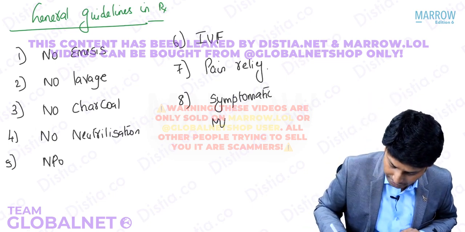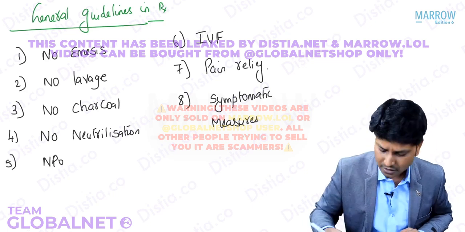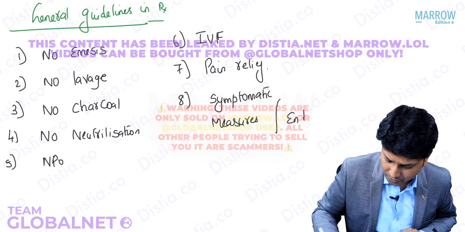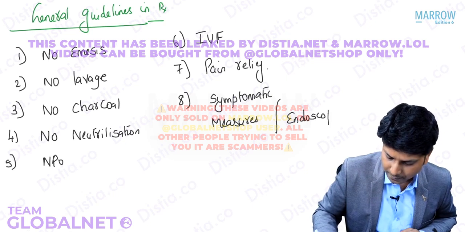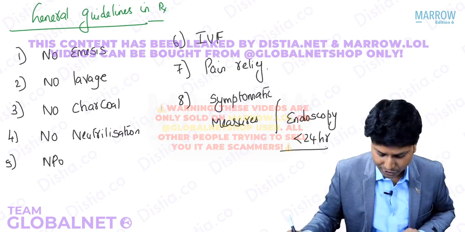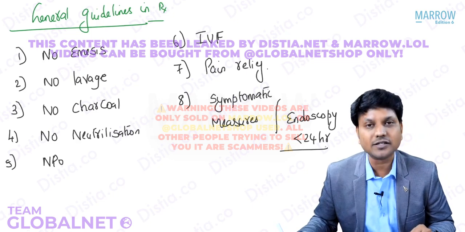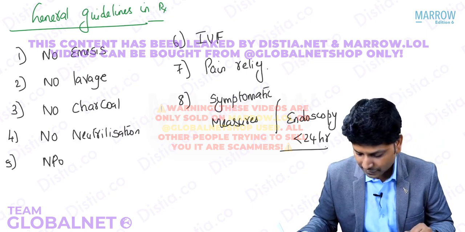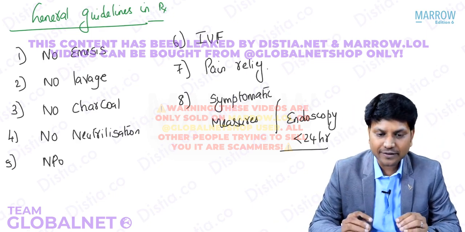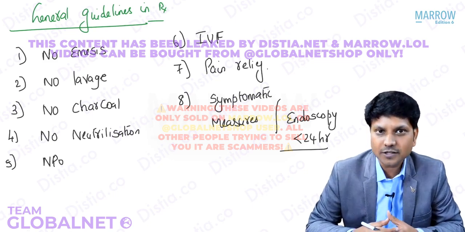And do remember, if the patient has come in less than 24 hours, you can attempt endoscopy to assess the damage. So these are all the guidelines that you have for a case of corrosive poisoning. These are the general guidelines that you have to remember when you're dealing with a case of corrosive poisoning.